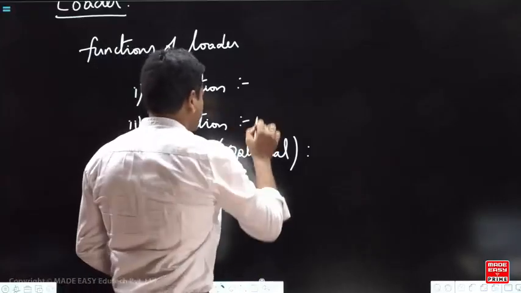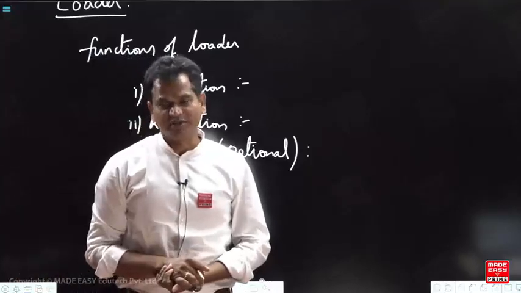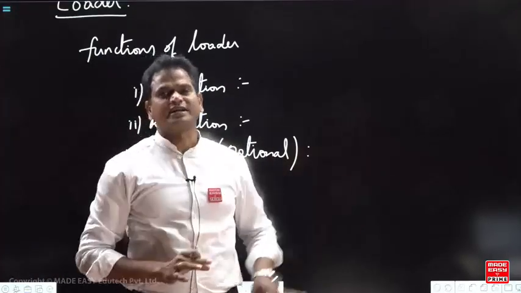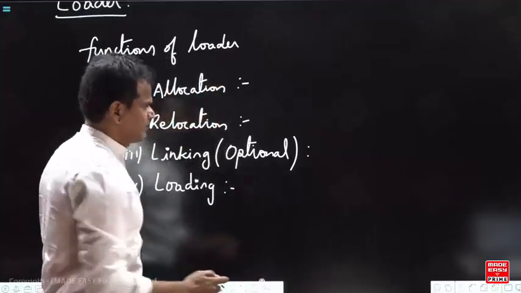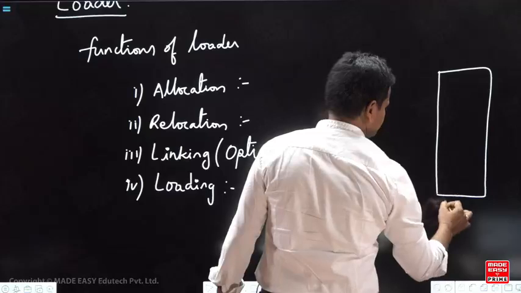Now relocation. There are some address dependent locations in the program. Such address dependent constants must be adjusted according to the allocated space. Or simply I'll tell you, okay, this is the main memory. This is the main memory.